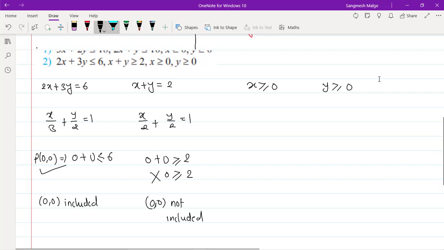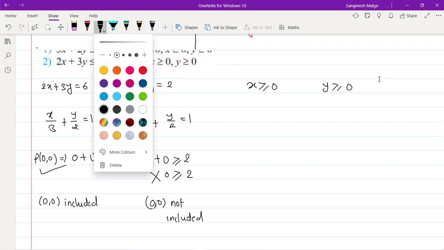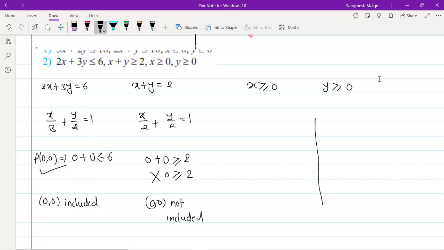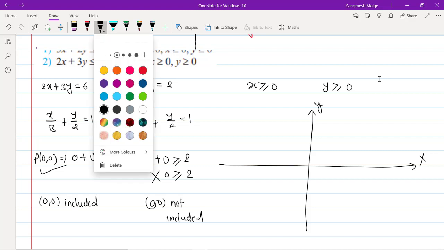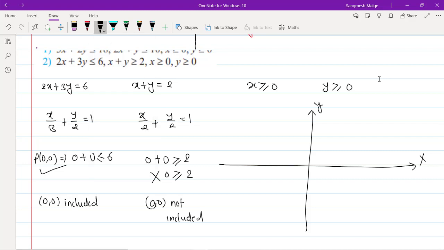Okay, so let's draw the x-axis and y-axis. So let's have somewhere here the x-axis and this is the y-axis. Let's plot the points. So it is 3 comma 2, so 3 on the x-axis, 2 on the y-axis. So let's join these 2 points. This is how you get the line. Write the equation of the line, which is nothing but 2x plus 3y equal to 6.